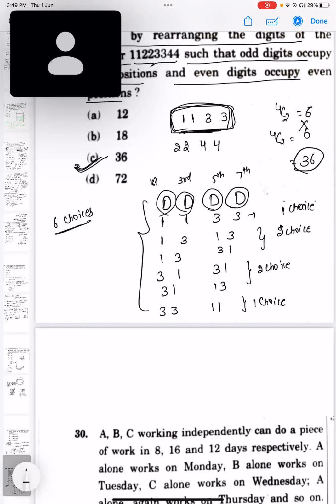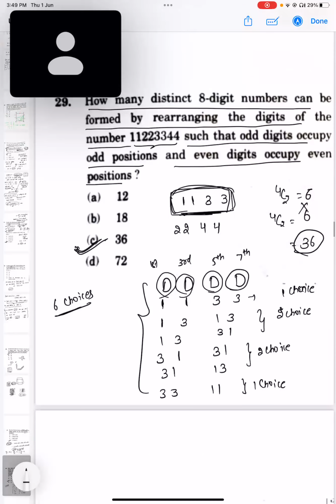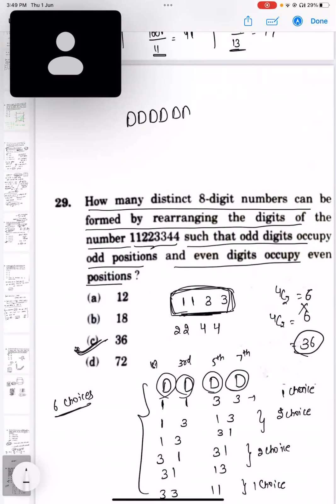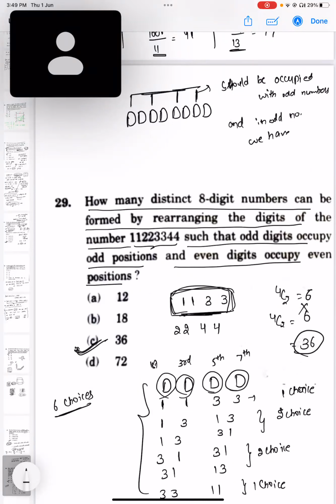Fine. Let us understand this question again. We have 1, 1, 2, 2, 3, 3, 4, 4. So basically, we have 8 blocks with us: 1, 2, 3, 4, 5, 6, 7, 8. Now it is saying first, third, fifth, and seventh should be occupied with odd numbers. And in odd numbers, we have 1, 1, 3, 3. Right?